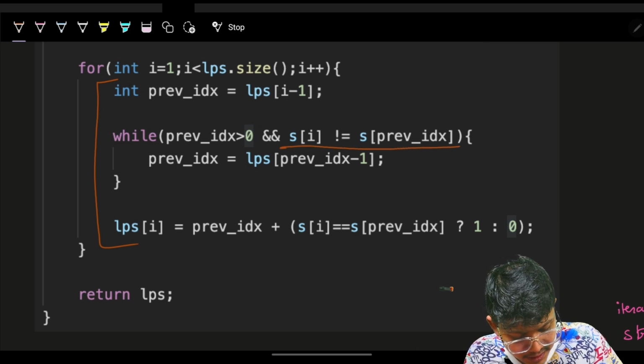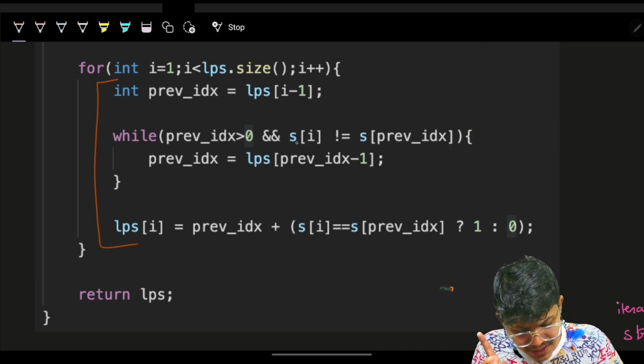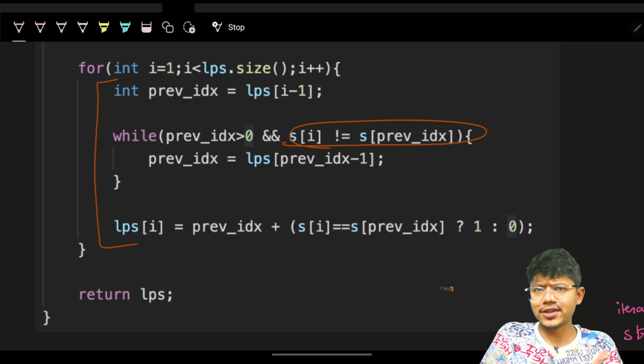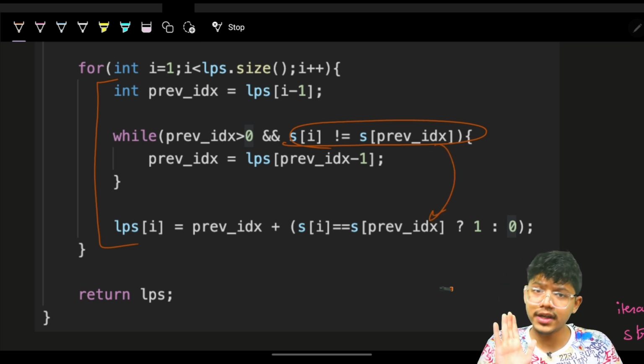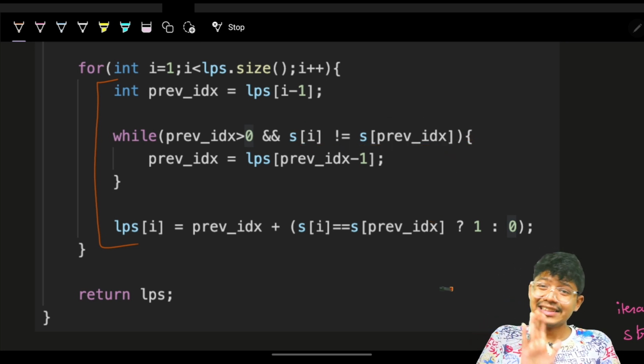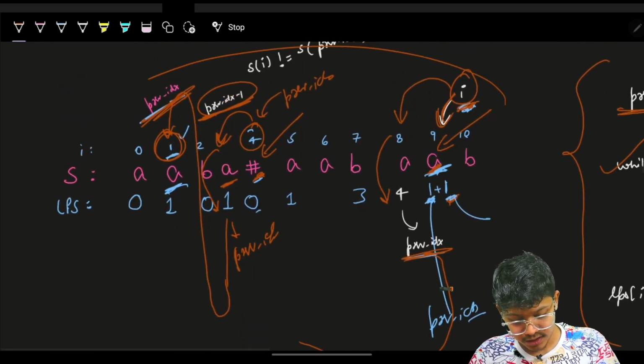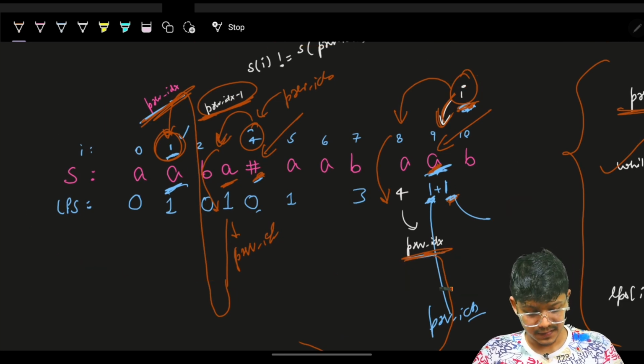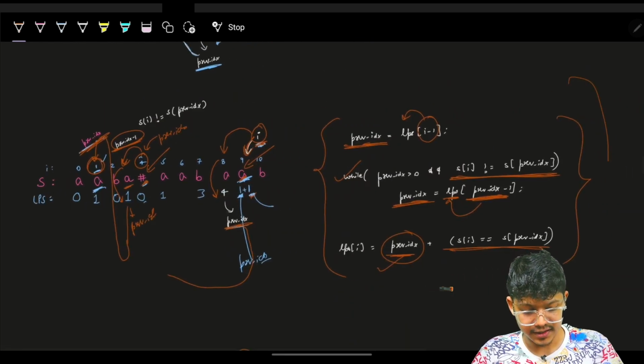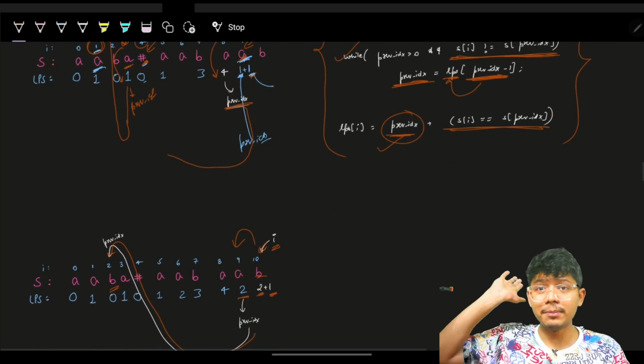I will say, okay, is it matching? If my SFI is matching with my SF previous index, then I can simply go on and come here. But if it is not matching, which means I have to do something like this, which we did here. If you remember, we did it here itself. So we have to keep on going backwards.